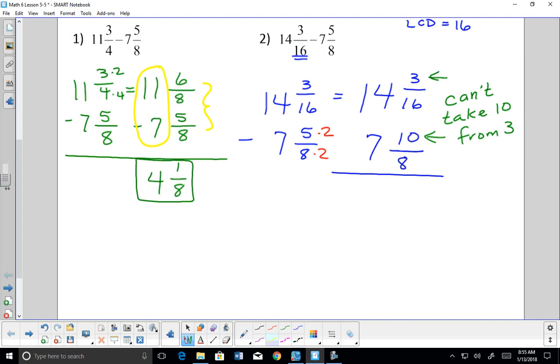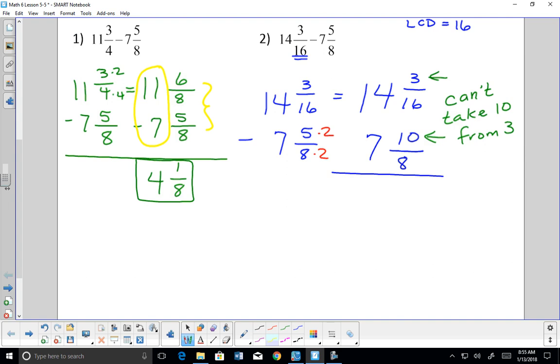Because if I asked you to give me $10 and you only have $3, you cannot give me $10 if all you have in your pocket or all you have in front of you is $3. And you can't give me an IOU because that doesn't work either. So when this happens in math, we have to do some things a little bit differently. Okay? We have to look at this and go, this is not working out the way I want. Because I can't do it. So we have to do something differently.